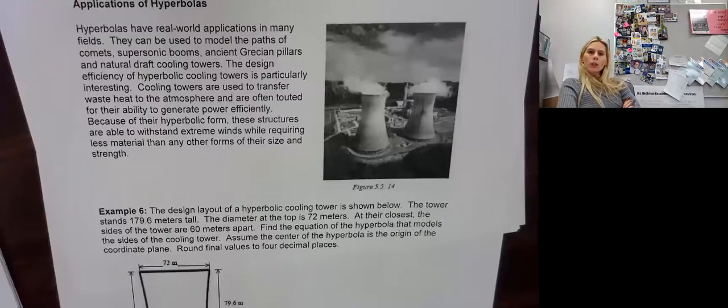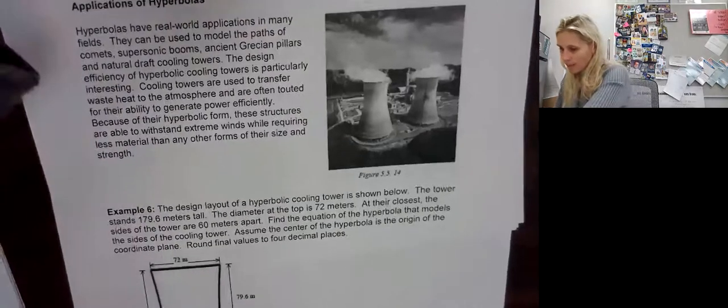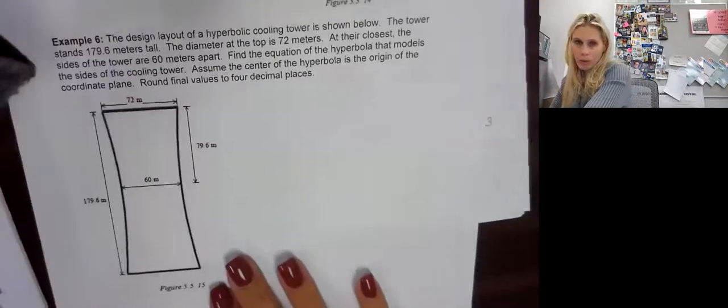Cooling towers are used to transfer waste heat to the atmosphere and are often touted for the ability to guarantee power efficiency. Because of their hyperbolic form, these structures are able to withstand extreme winds while requiring less material than any other forms of their size and strength. So let's see what we can do with it.